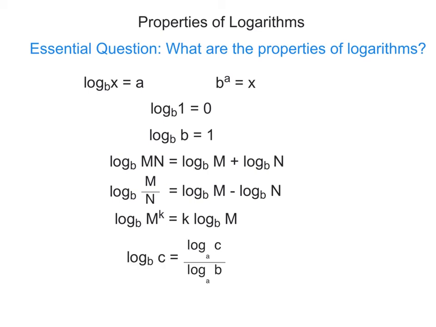Now the last property we have is called the change of base rule, or the change of base property. This is helpful when you're trying to find the log of a base other than 10 or e. So we've got the log of c to any base b is simply equal to the log of c to a base you know, which we'll call a, divided by the log of b to the same base you know, log to the base a. So log of c to the base b is equal to the log of c to the base a divided by the log of b to the base a. This is known as the change of base rule or change of base property.